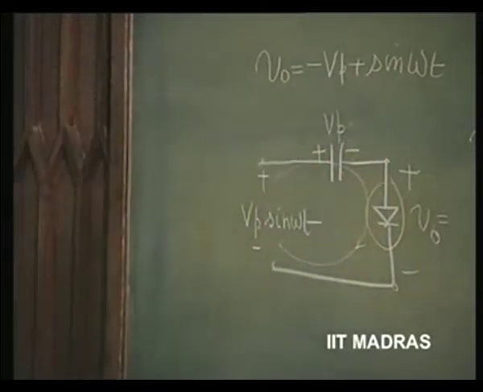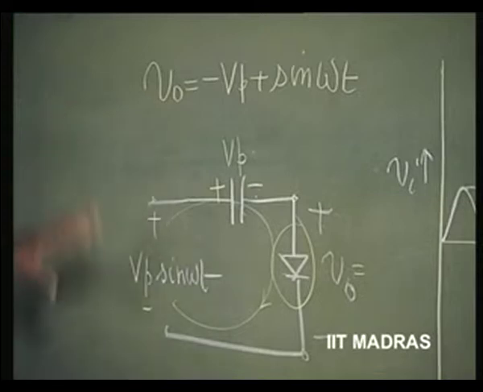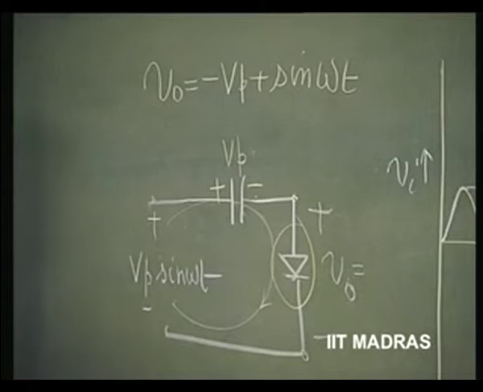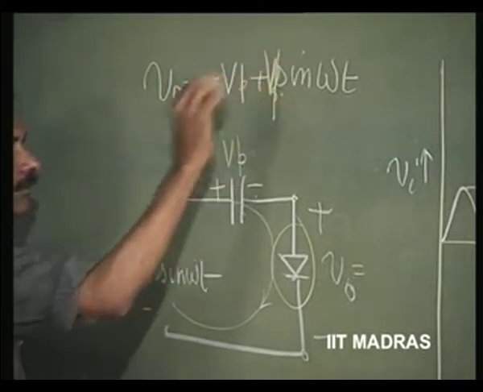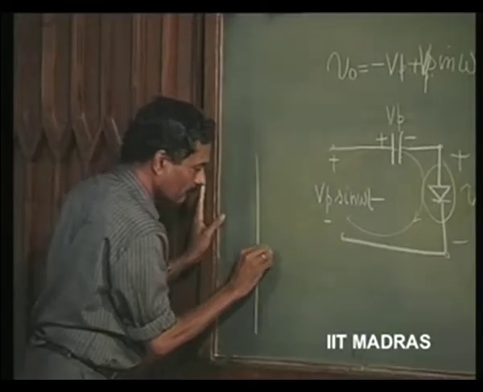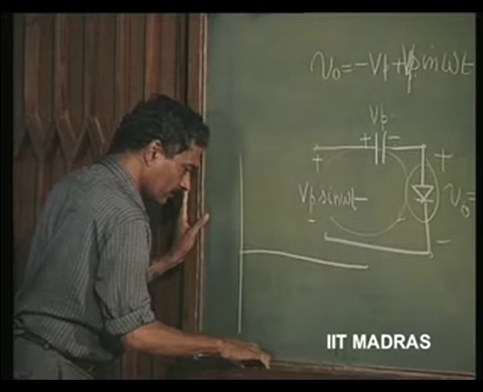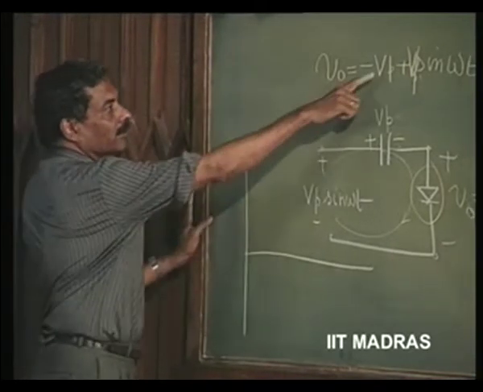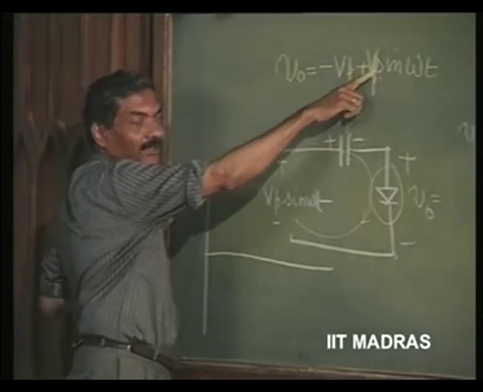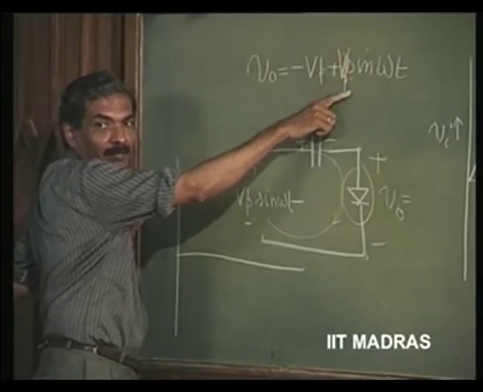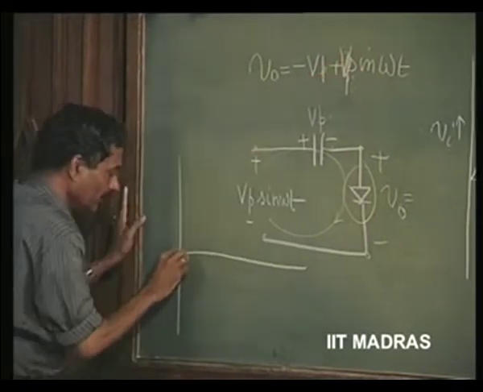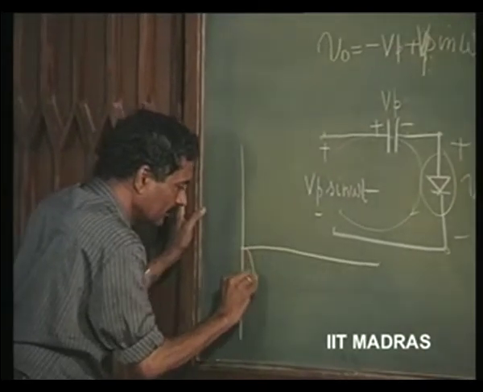If we plot this, let us try to plot this voltage. This is minus Vp and this is plus Vp sin omega t. So, let us plot this waveform. It is always going to remain below 0. You can note, because this is going to change between plus Vp and minus Vp. So, when it is plus Vp, this voltage is 0. So, the waveform is going to look like this.